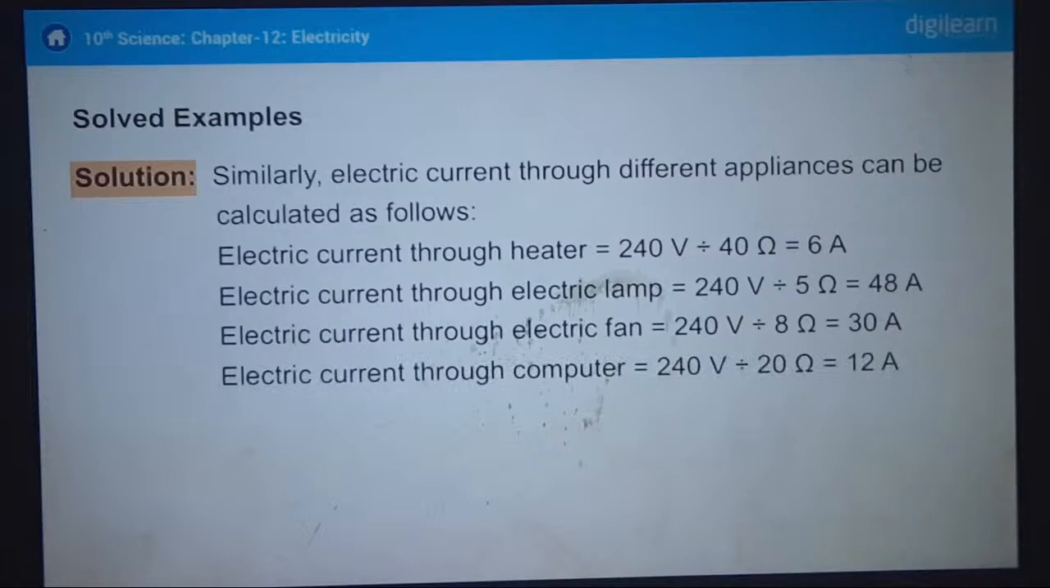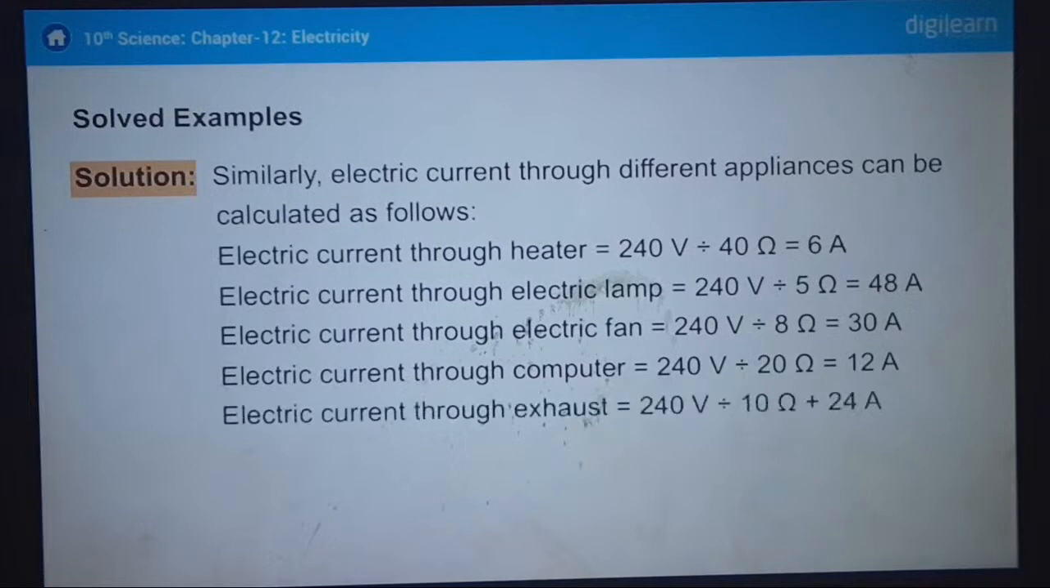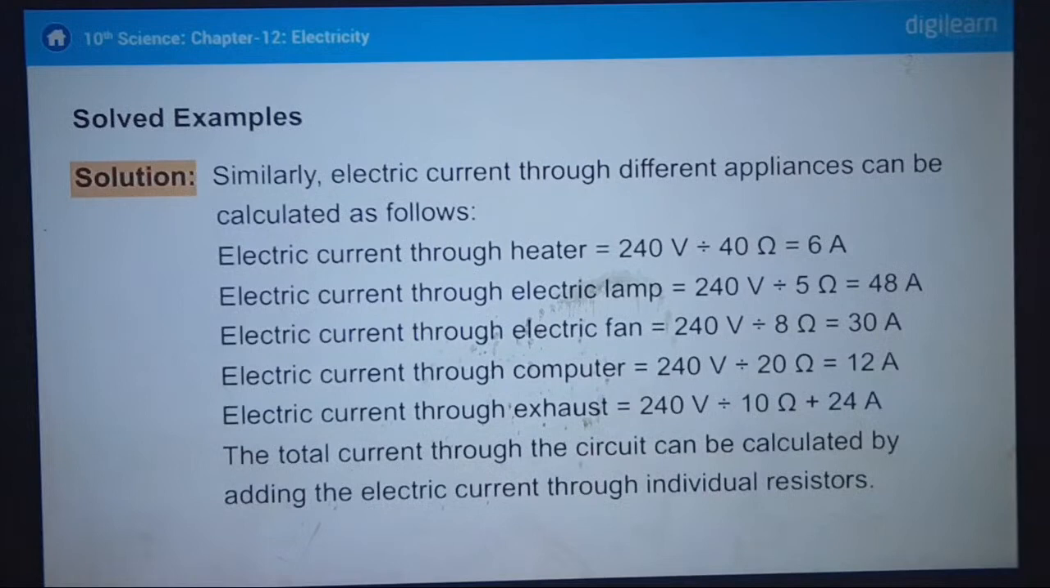Electric current through computer equal to 240 volts divided by 20 ohms equal to 12 amps. Electric current through exhaust fan equal to 240 volts divided by 10 ohms equal to 24 amps. The total current through the circuit can be calculated by adding the electric current through individual resistors, or I total equal to 6 amps plus 48 amps plus 30 amps plus 12 amps plus 24 amps, that is equal to 120 amps.